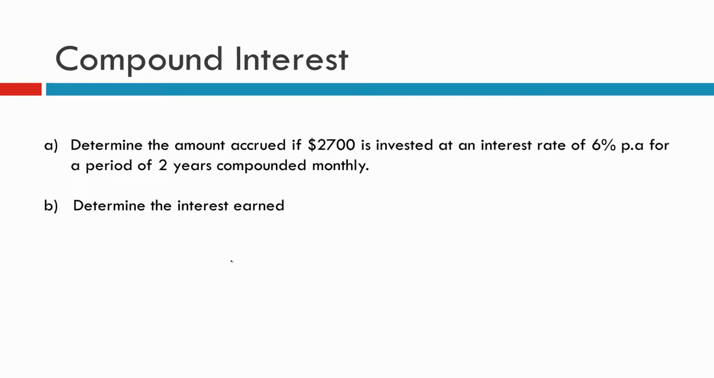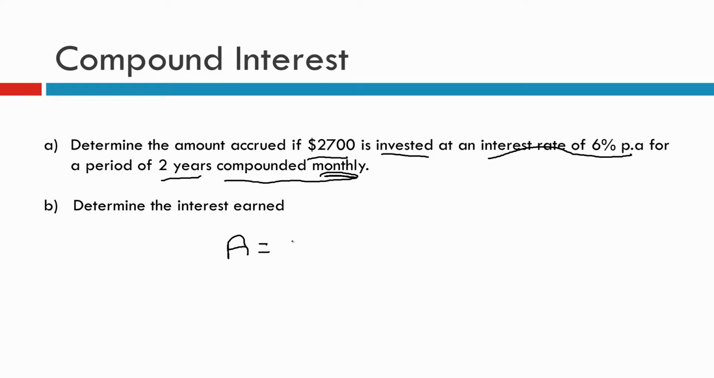Determine the amount accrued if 2,700 is invested at an interest rate of 6% per annum for a period of 2 years compounded monthly. This is a very easy question. Now, saying compounded monthly, I already know that 1 year has 12 months, so 2 years is going to be 24 months, isn't it? So, anyway, let's keep going.